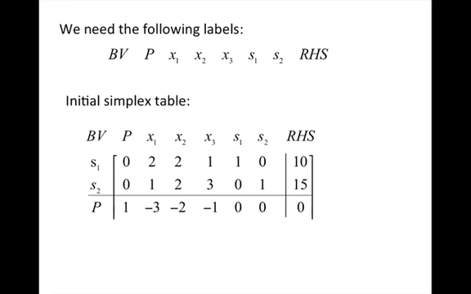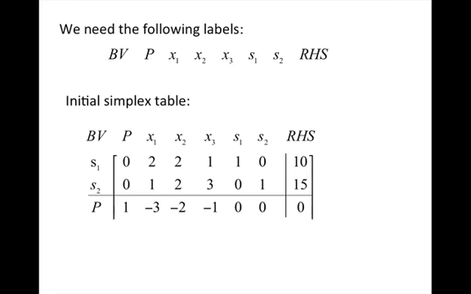If I look back at my equations, I'm going to begin with the column for my basic variables, which is outside the matrix. Then I have a P, and then I have 3 x's, followed by my 2 slack variables, and then I end with the right-hand side. So take the numbers from the equations and enter them into your table.